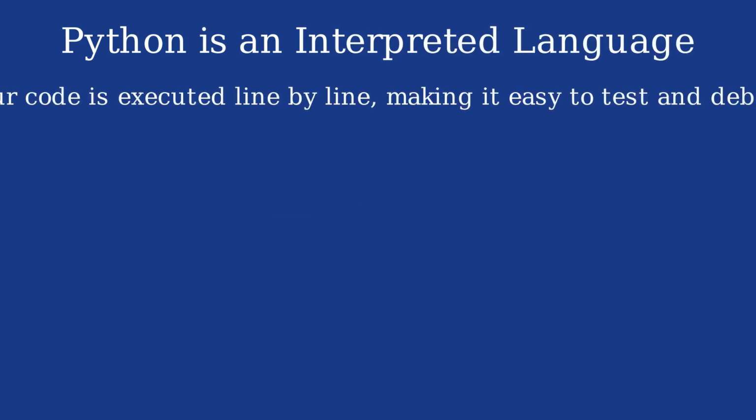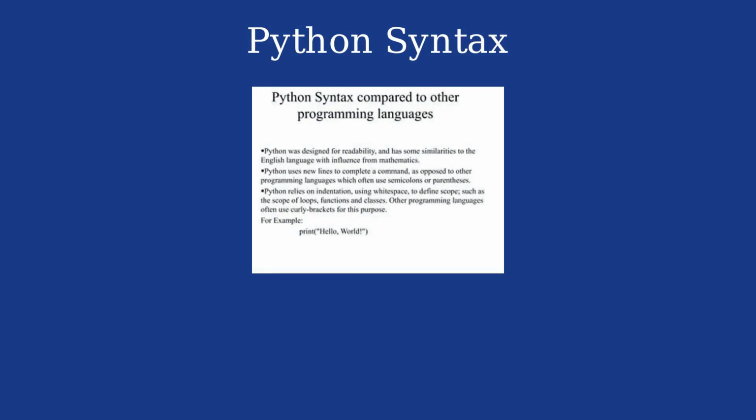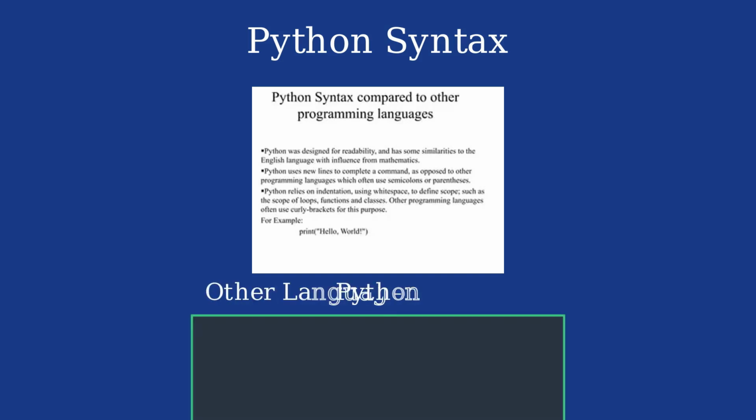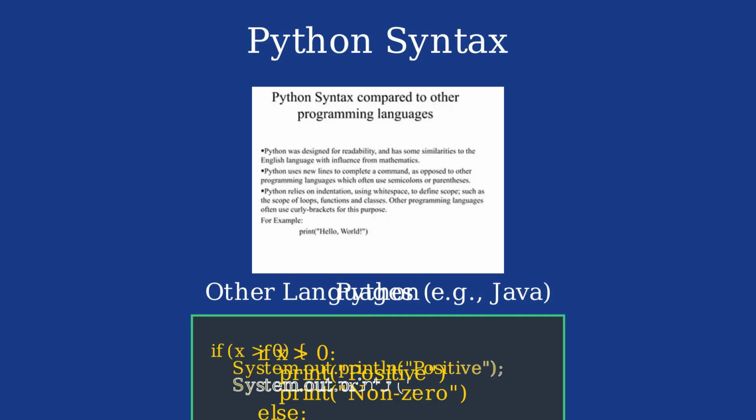Python is an interpreted language, meaning your code is executed line by line. This makes it easy to test and debug your programs as you go. One of Python's key features is its readable syntax, which is similar to English and relies on indentation to define code blocks. Unlike other languages that use curly braces, Python uses spaces or tabs to structure code. Consistent indentation is crucial to avoid errors. This makes Python code cleaner and more readable.